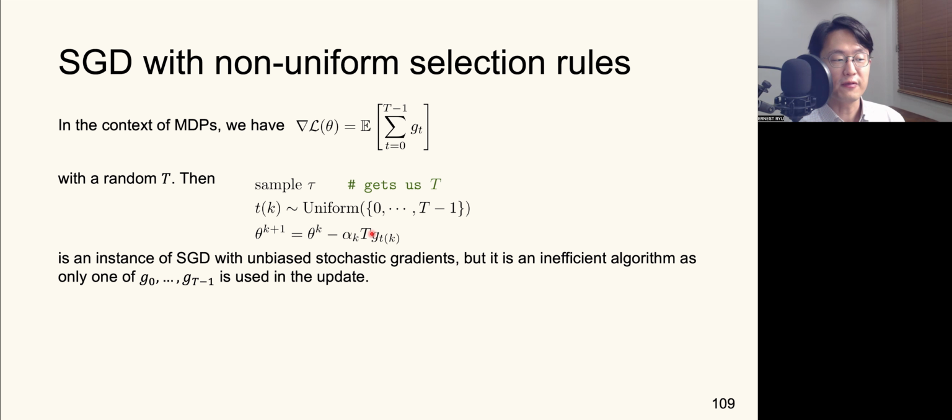But this would be inefficient, because what this algorithm is saying is that we will sample a full trajectory, which gives us all the g_0 up to g_{T-1}, all the g's. But then we will sample and use only one of the g's. If we have all the g's, we should use them, right? So this is an algorithm that technically is an instance of true unbiased SGD, but it's not something that would make any sense in practice.